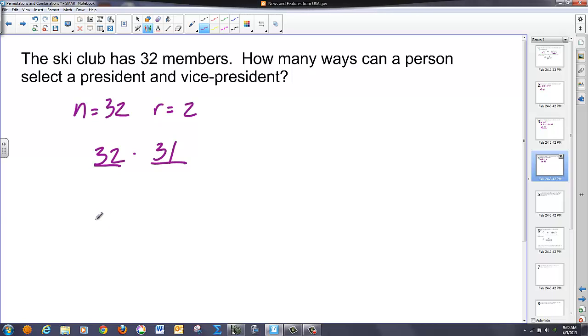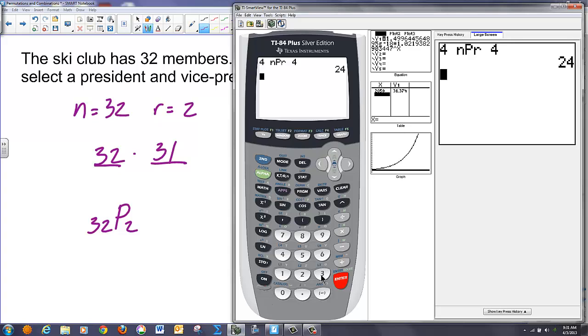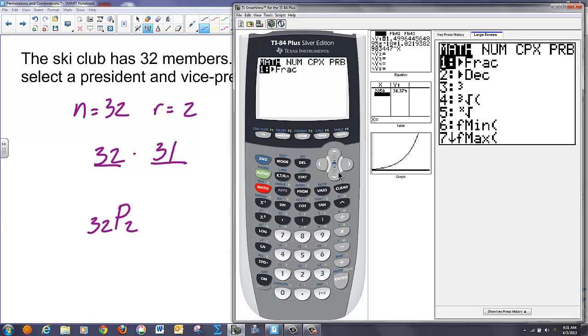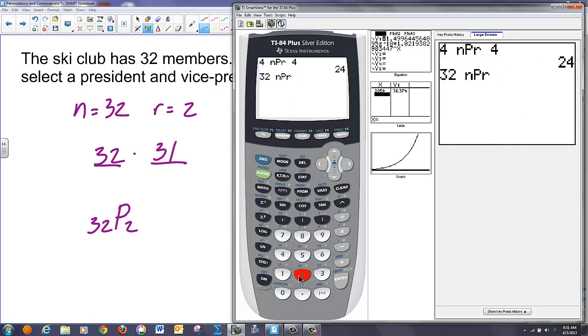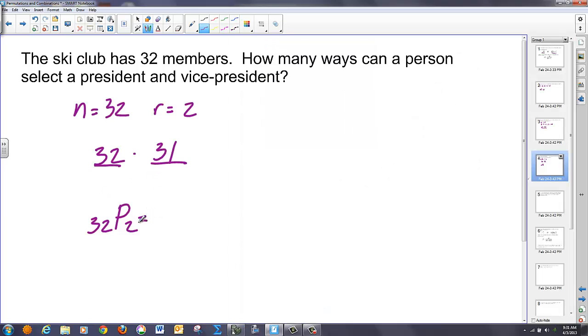Likewise, if I wanted to go nPr fashion, I have 32, and I'm taking the number of different arrangements where 2 people are picked at a time. So let's go to our calculator for this one, and we'll go 32, hit our math button, go to that nPr again, hit 2, enter, and we end up with 992, I believe that was.